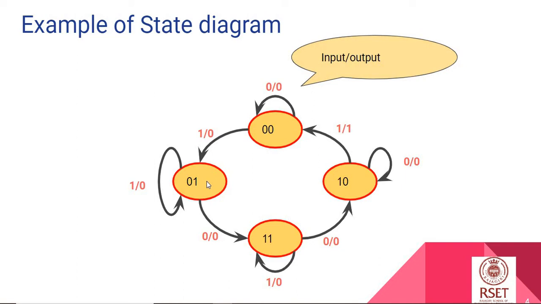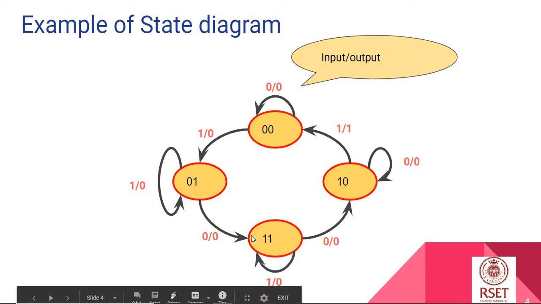Similarly, when we are at 0,1 and we provide an input of 1, we go to the same state 0,1 and our output is 0. And when we give 0 as an input, we go to the state 1,1 and the output is 0. So this is how we interpret a state diagram.